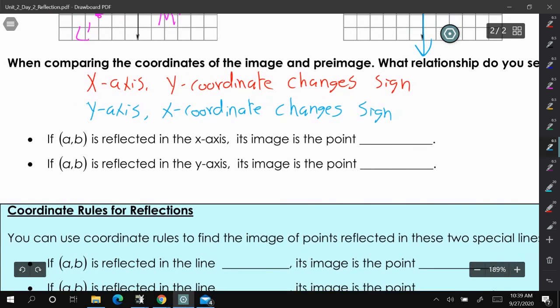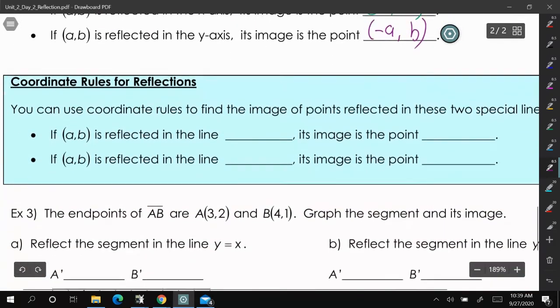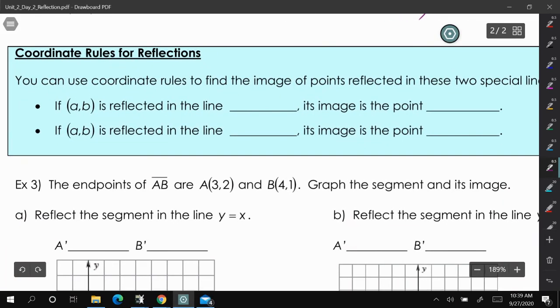So you can write that as a rule down here. If the point (a, b) is reflected over the x-axis, the x-coordinate stays the same, the y-coordinate changes signs. If the point is reflected over the y-axis, its image is the point (-a, b). So these rules will make life a little bit easier when you're asked to reflect over the x or the y-axis.